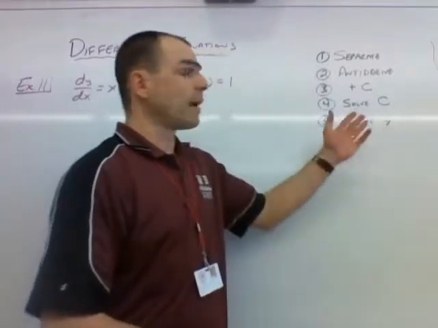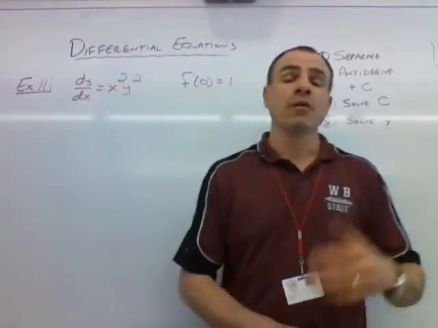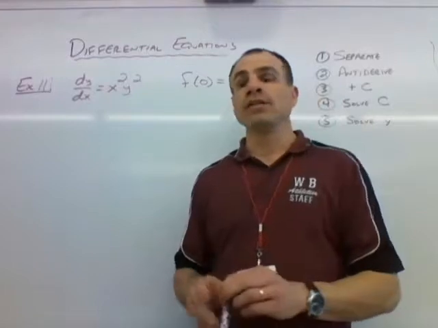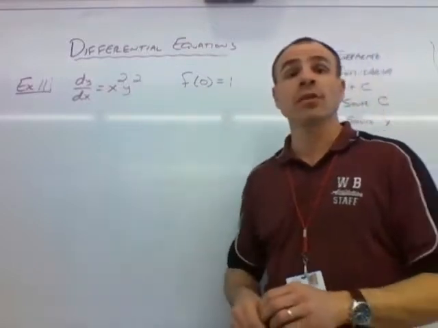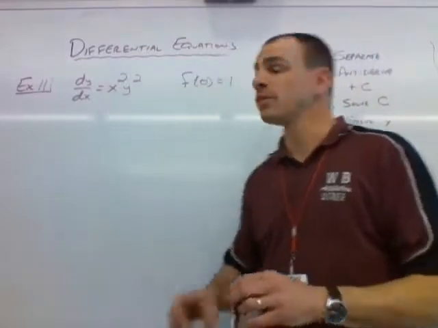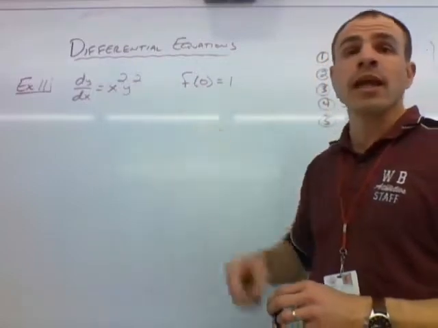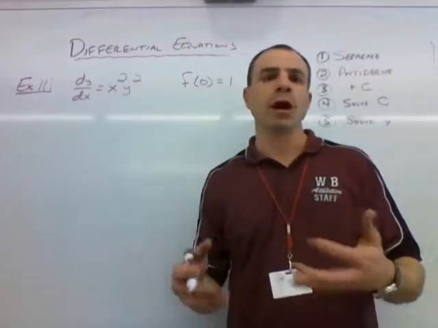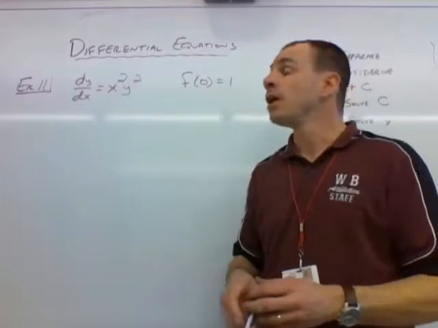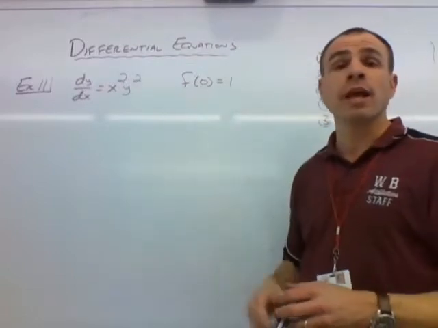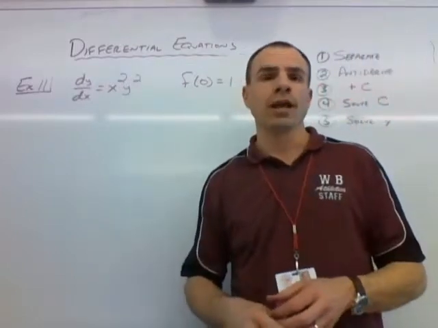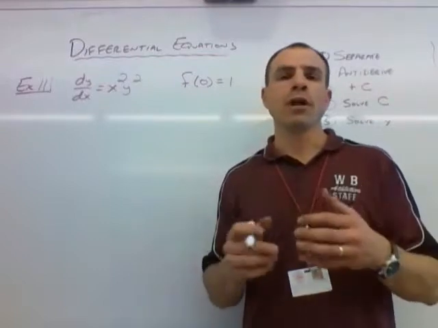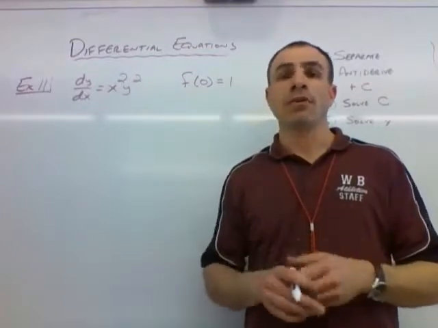All right, so we see our 5 steps just succinctly written up there in the corner. Let's try example number 11. We see that our differential equation is dy/dx equals x squared times y squared, and we're trying to solve that. We're trying to get y, a function of x. And we know our initial condition is that when x is 0, y is 1. So what does the solution look like?